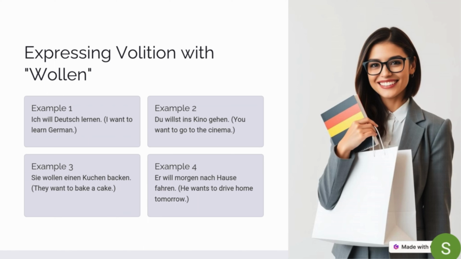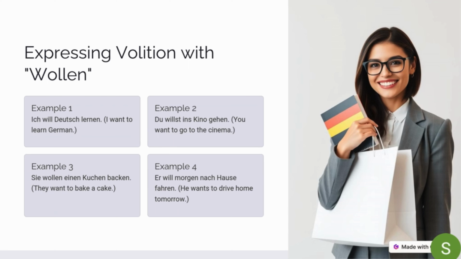Sie wollen einen Kuchen backen. Please guys, note that they are the modal verbs and the main verbs in these sentences. And the immediate verb that comes first is the modal verb. We will come to that in the sentence structure of the modal verben. Head on to the next example, example 4.